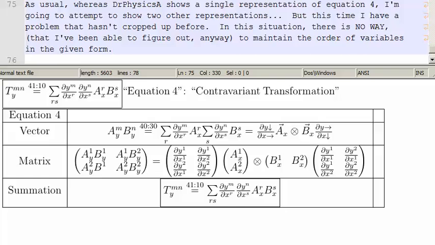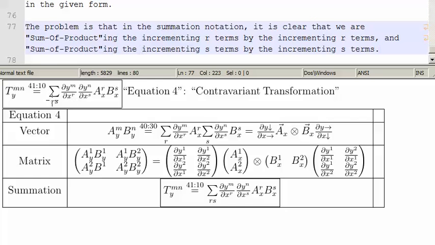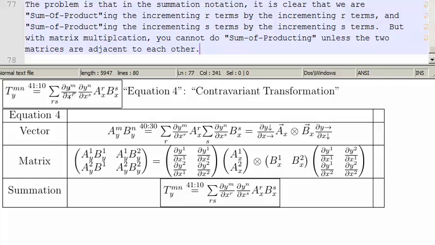The problem is that in the summation notation, it's clear that we are sum-producting the incrementing r terms by the incrementing r terms, and we're sum-producting the incrementing s terms by the incrementing s terms. But with matrix multiplication, you can't do sum of products unless the two matrices are adjacent to each other.